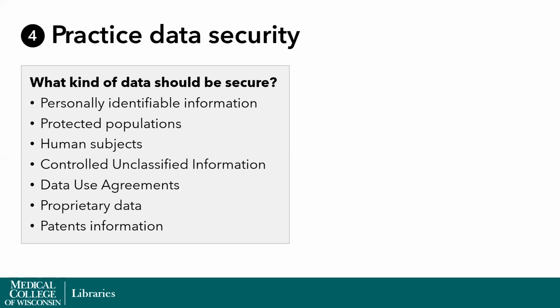If you're able to get access to these controlled unclassified information sets, you do have to save it in a secure location. You should also store in secure locations data use agreements, proprietary data, and patent information. But one thing to note is if your data is de-identified, that's no longer protected health information, and MCW IS can help you figure out if that information needs to be secure and how secure it needs to be.